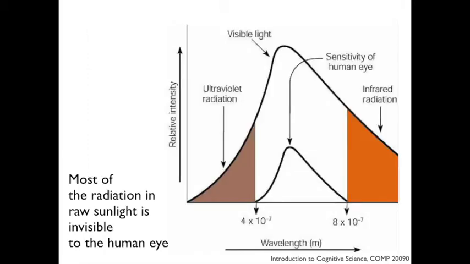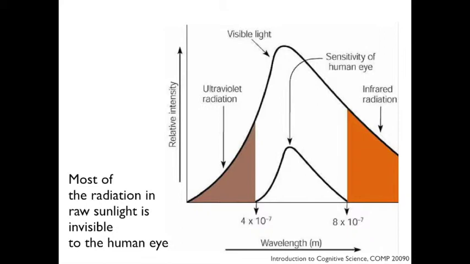We can see this quite clearly when we plot here two things against each other. This outer curve shows the intensity, that's the y-axis, the intensity of the incoming light from the sun at different frequencies, and the white area here is the range of frequencies that we call visible light.